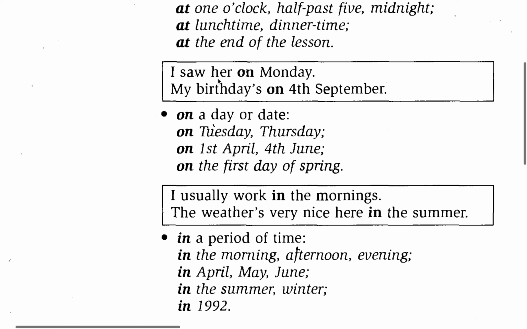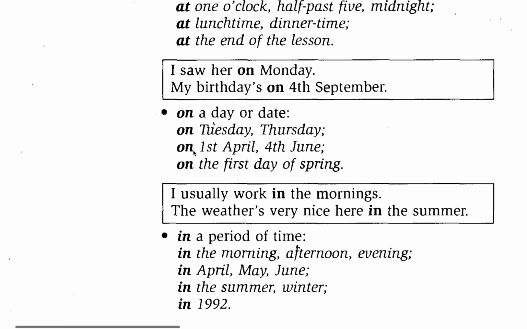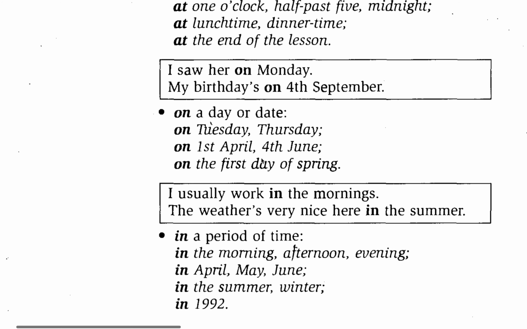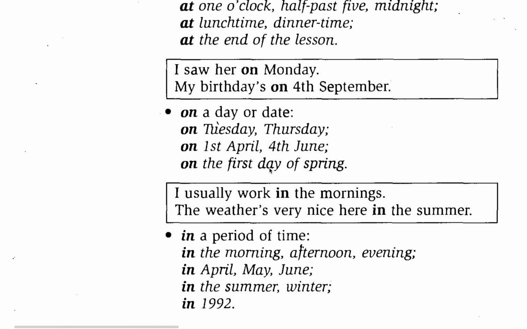I saw her on Monday. My birthday is on 4th September. On a day or on a date: on Tuesday, on Thursday, on 1st April, on 4th June, on the first day of spring.